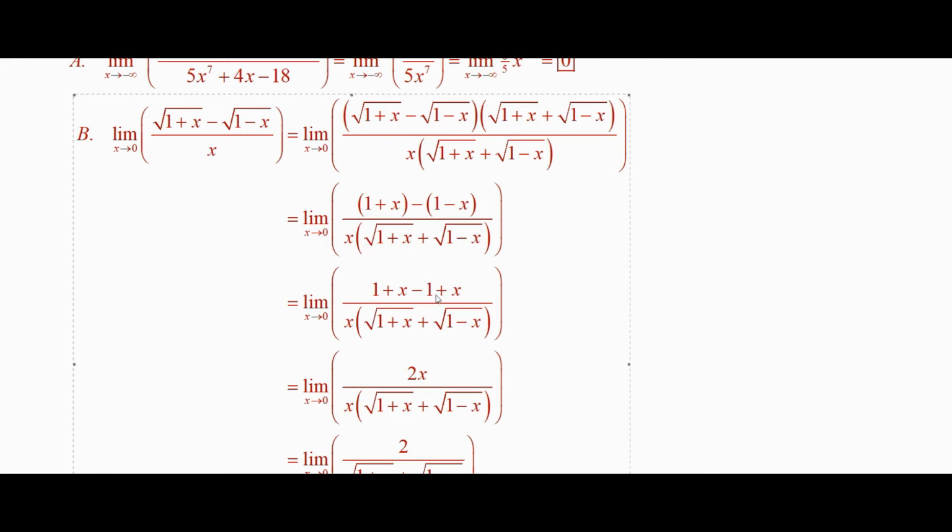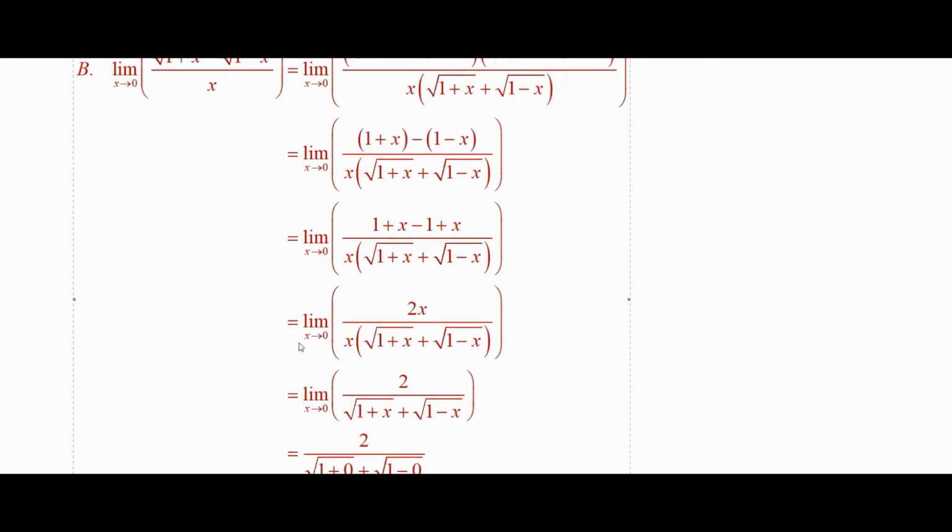Distribute this minus, and then combine like terms, and we get 2x here. The x's can be canceled out. They're not 0.